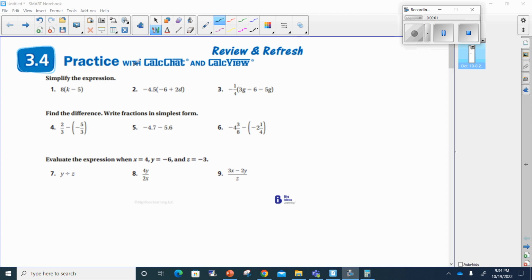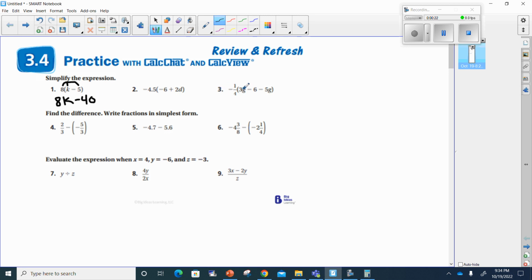All right, my seventh graders, let's go knock this out. I'm going to do 3-4. It's to simplify the expression. I have to distribute my property, which means I'm going to take 8 and multiply it to everything in the parentheses. 8 times k is 8k. And 8 times -5 is -40. So my answer is 8k minus 40.